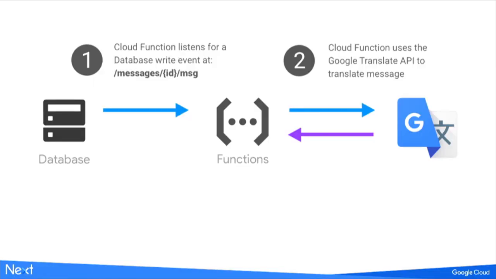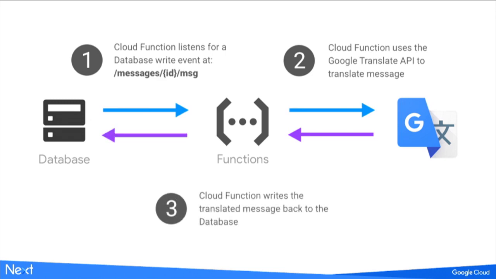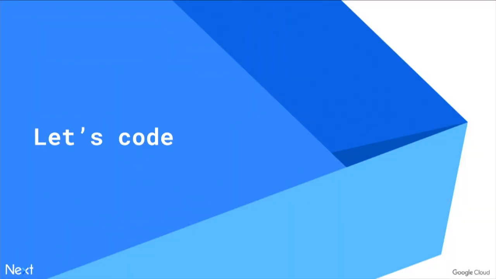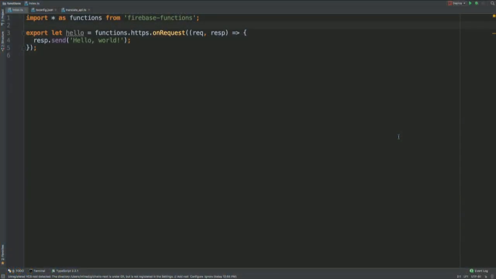Once our Cloud function is started, we're going to make a few requests to the Google Translate API. First, we're going to ask for the list of currently supported languages, and then we're going to ask for that message to be translated in each of those languages. As we get results back, we'll stream them back to the Firebase real-time database. So let's code it up and see it in action. Can we switch to the laptop, please?